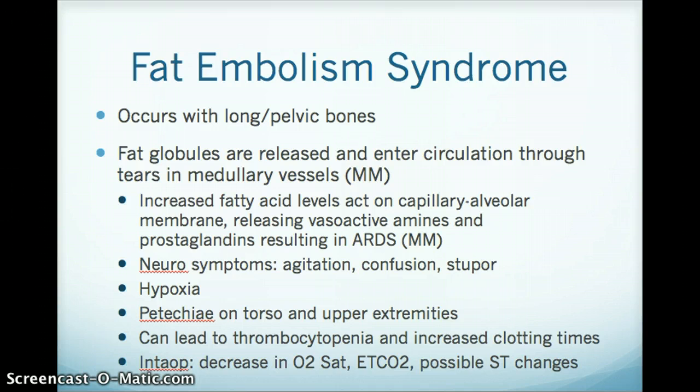This can cause acute respiratory distress syndrome. Symptoms of this include agitation, confusion, stupor, hypoxia, and petechiae on the torso and upper extremities. Fat embolism syndrome can lead to thrombocytopenia and increased clotting factors. So intraoperatively, the patient may present with a decrease in oxygen saturation, a decrease in end-tidal CO2, and possibly ST changes.